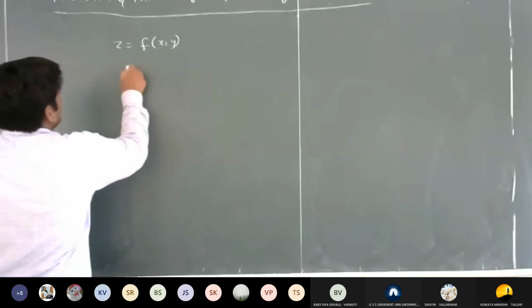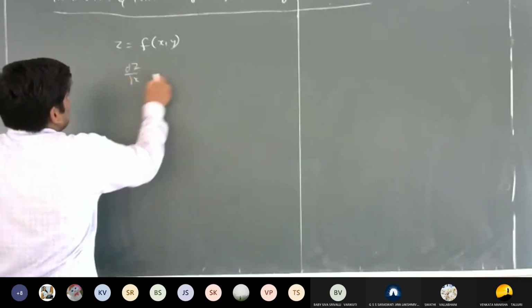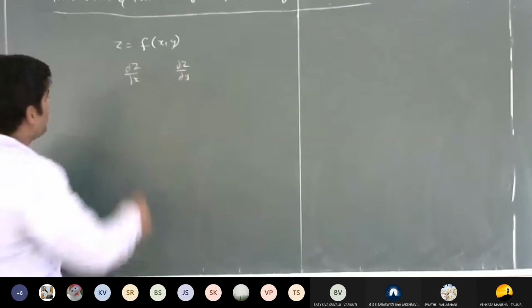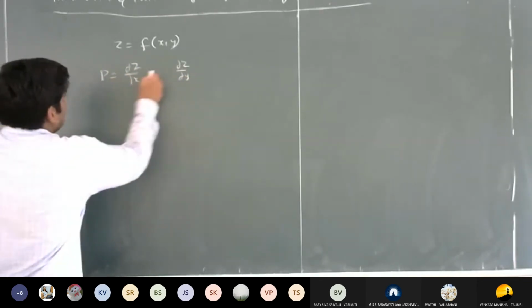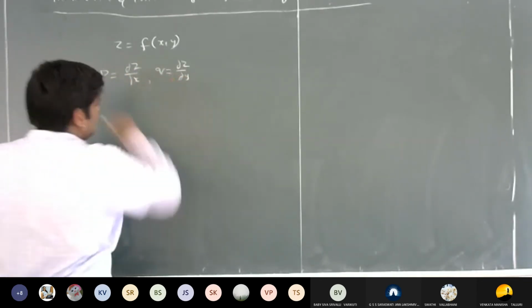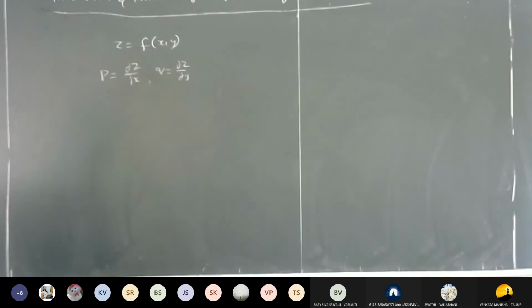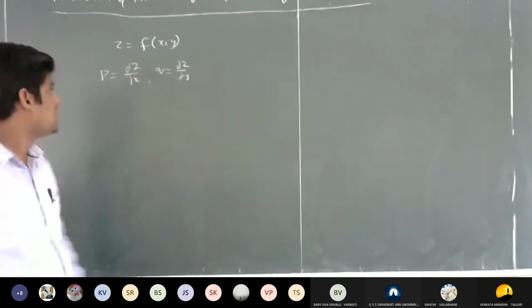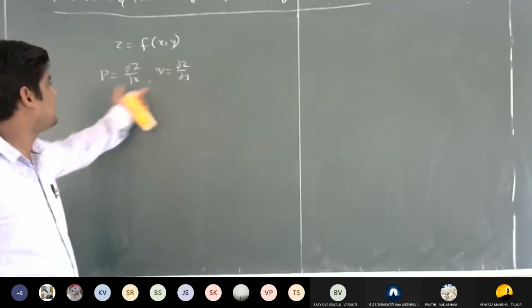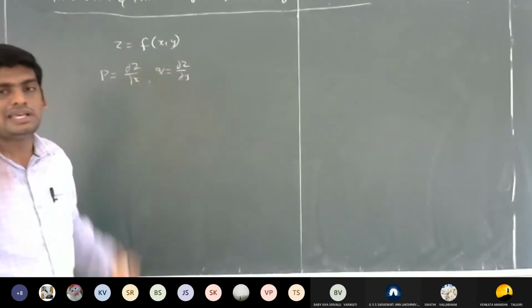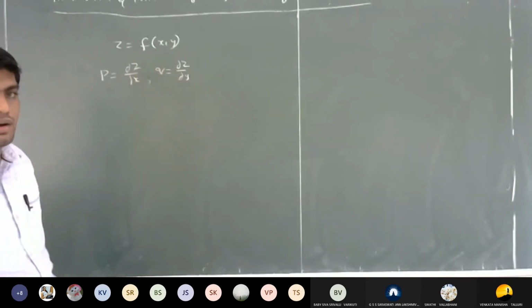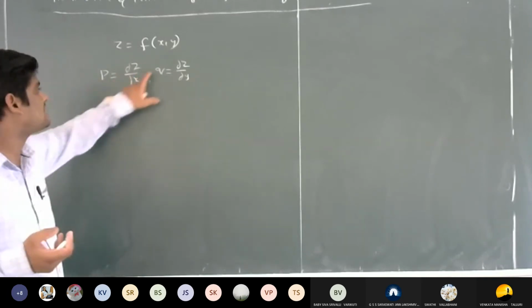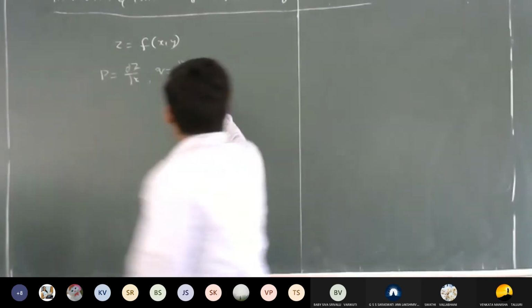Therefore, dou z by dou x and dou z by dou y are the two first order derivatives. The first is denoted by p and the second is denoted by q. We denote them by p and q for simplicity, because every time it is not possible to write the derivative symbols. So for our simplicity, we write p is equal to dou z by dou x and q is equal to dou z by dou y.